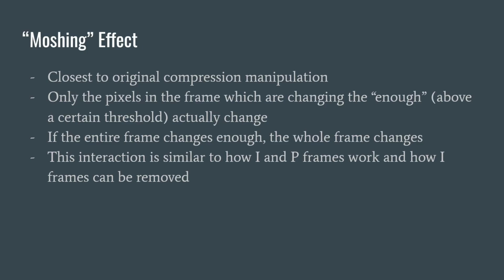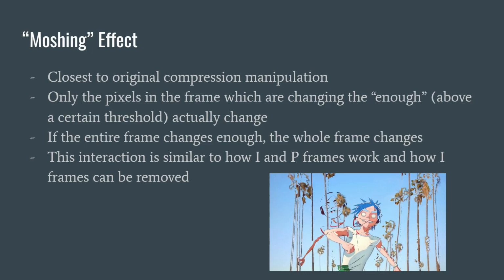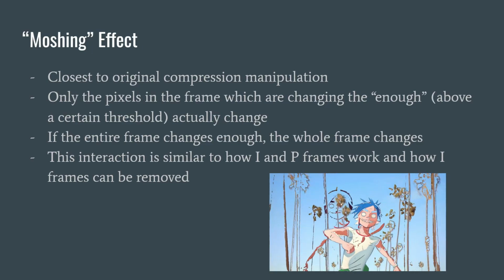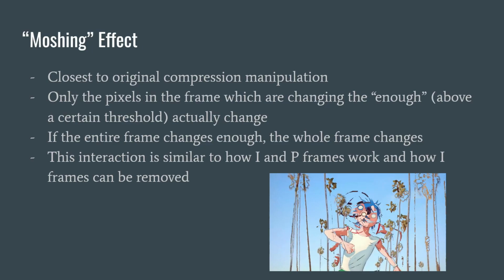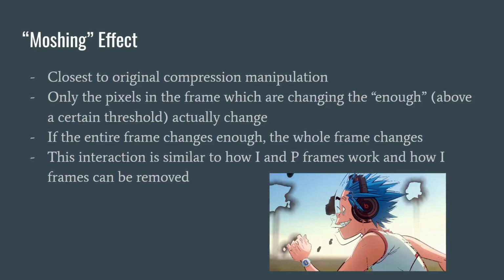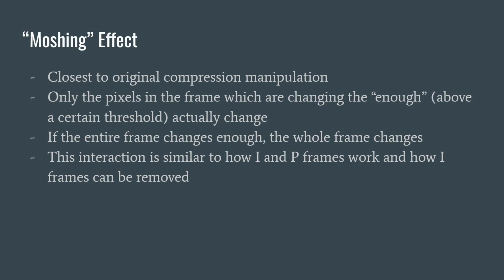The first one I just called moshing. I don't know exactly if it has a name, but it's closest to what the compression manipulation looks like. It's kind of the smearing effect that I'm sure people know if they have seen it before. The way I mimic this is by only changing the pixels in a frame if they are changing enough, or if they're changing past a certain threshold. So I'm measuring a pixel's change in color, and if the total change in color is high enough, it changes the pixel. Otherwise, it keeps the first frame from when the effect starts.